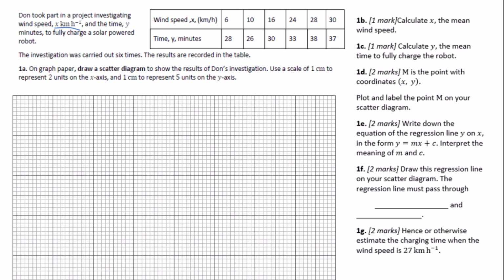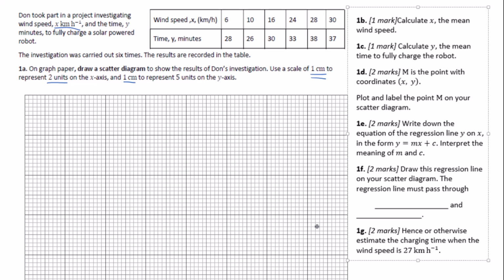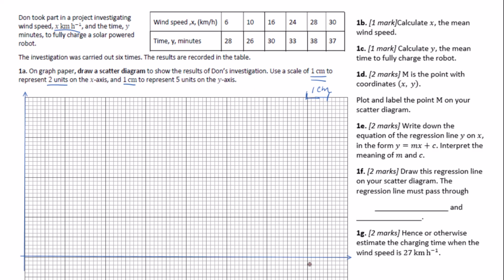1a. On graph paper, draw a scatter diagram to show the results of Don's investigation. Use a scale of 1 centimeter to represent 2 units on the x-axis and 1 centimeter to represent 5 units on the y-axis. This is an IB graphing paper. We know from here to here, this is 1 centimeter with 5 small units in it. Do not forget to label x, y axis with the units and also the origin. 1 centimeter to represent 2 units.